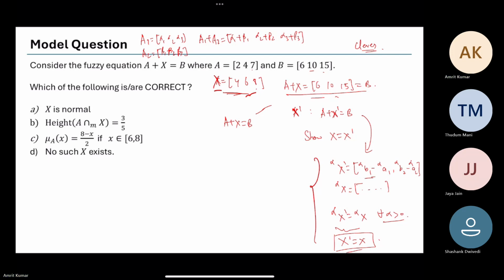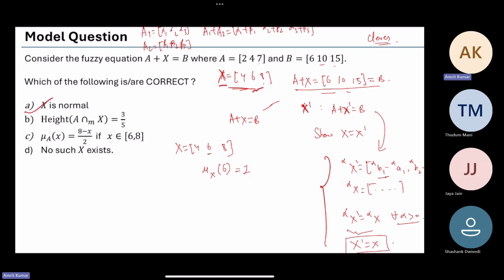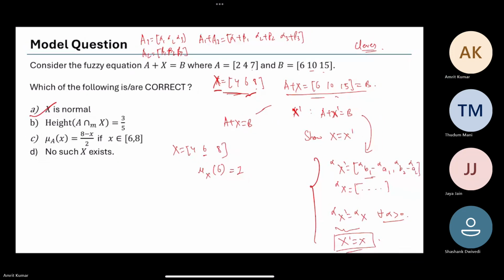So anyways, x is 4, 6, 8. Therefore, the membership value of 6 in x will be equal to 1. That's how triangular fuzzy numbers behave. So A is definitely normal, right? Now we are interested in finding the height of this. So let us first of all figure out the intersection of A and X, where this intersection is the standard intersection, because that's what this subscript M indicates, right? So it's the intersection with respect to the minimum T-norm.